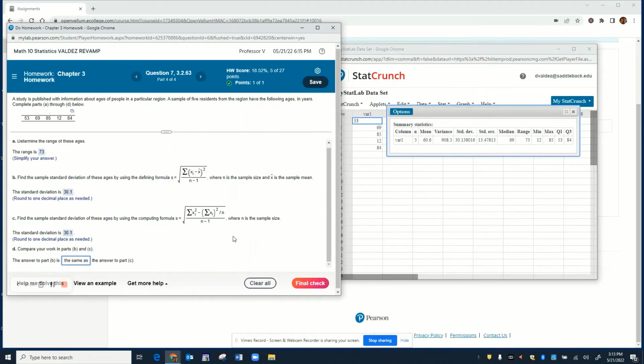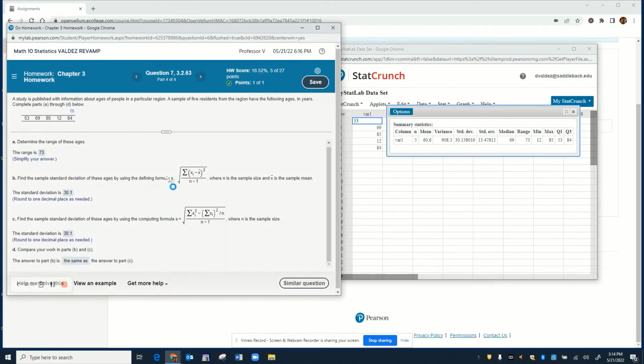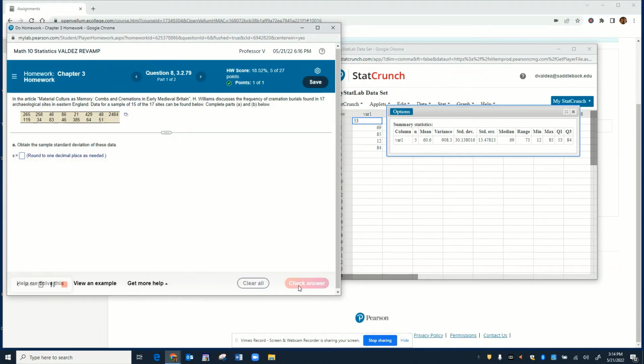They are the same. So there's 2 different formulas when you're computing standard deviation by hand. This second one sometimes is meant to be a little bit easier when you're doing it by hand. That's all fine and dandy, but we're never going to do it by hand. So just enter what you have from StatCrunch and move on. And then let's do another one.